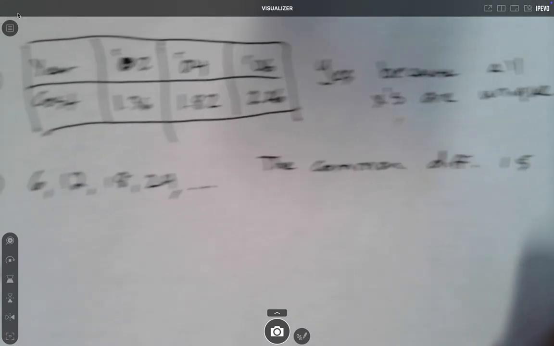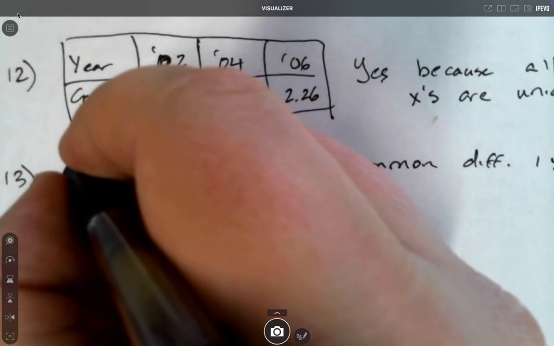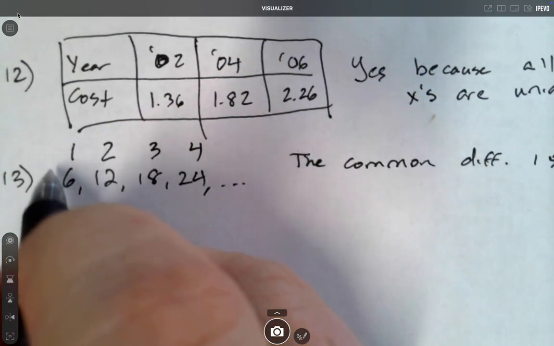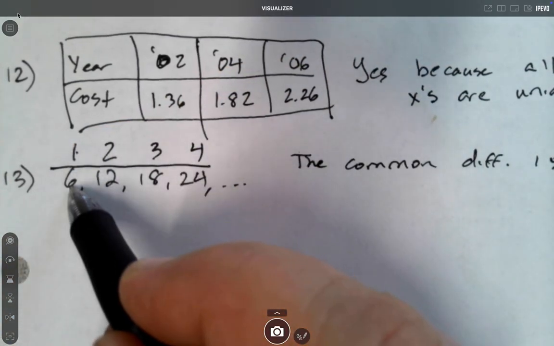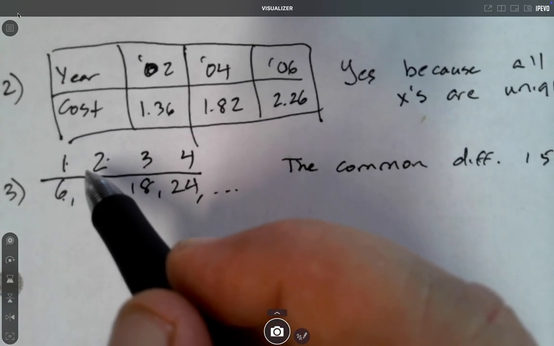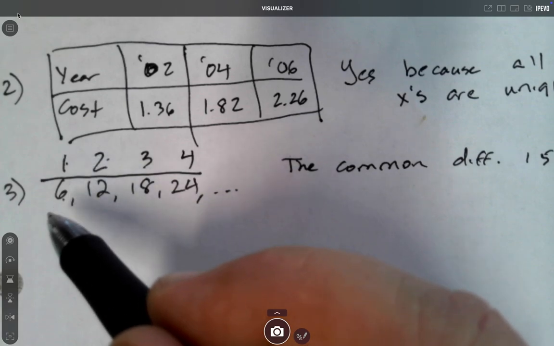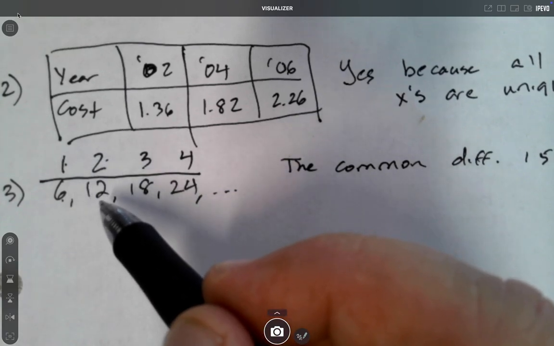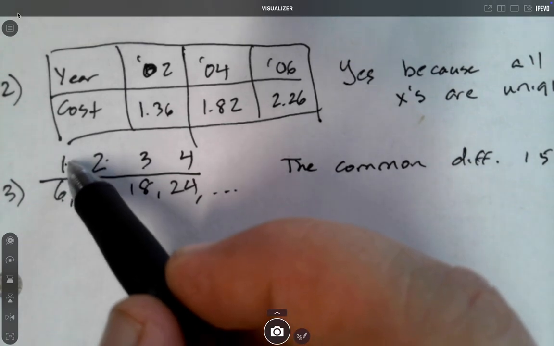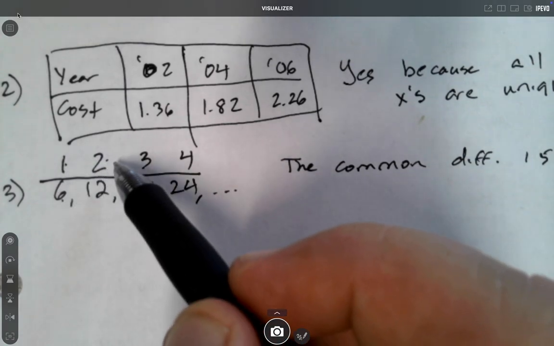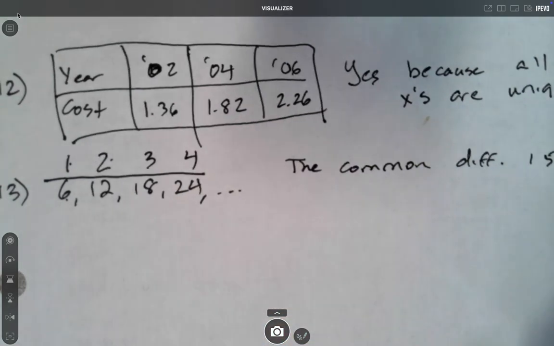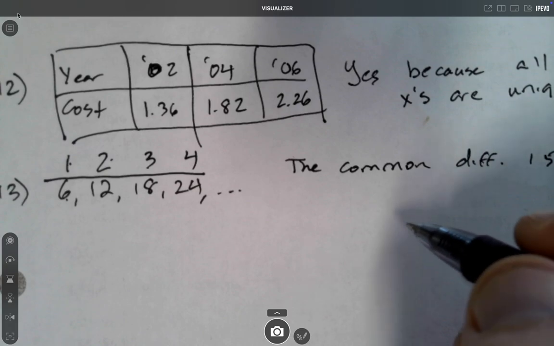Okay, now I need to also describe how the terms relate to their term number. Okay, so I'm just showing this to show this is the first term, the second term, the third term, the fourth term. So we can think about adding first. 1 plus 5 is 6, but 2 plus 5 is not 12. So they're not adding each time. Instead, we see 1 times 6 is 6, 2 times 6 is 12, 3 times 6 is 18, and so on.